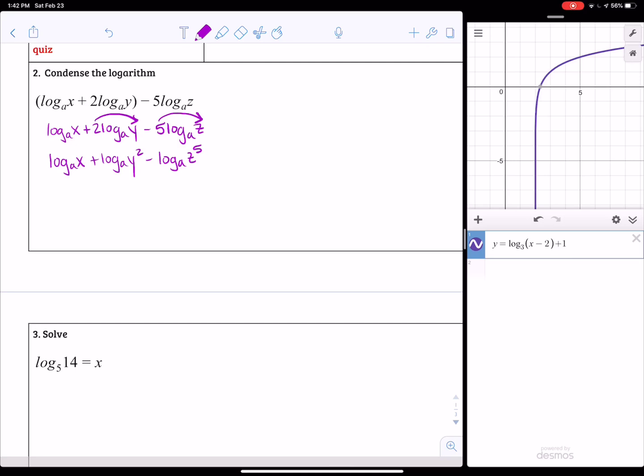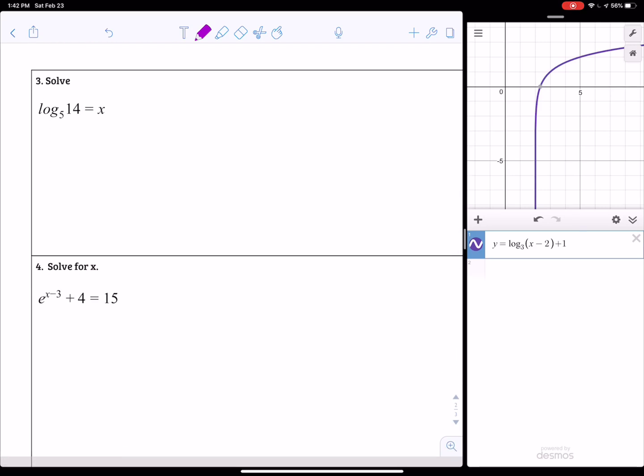So remember what we talked about in class, that if it is added, it goes in the numerator. So first, write down that first statement you have of log base a of x, but then you're adding y squared, so that goes in the numerator, and then you are subtracting z to the 5th, so put that in the denominator. And that's it for number 2.